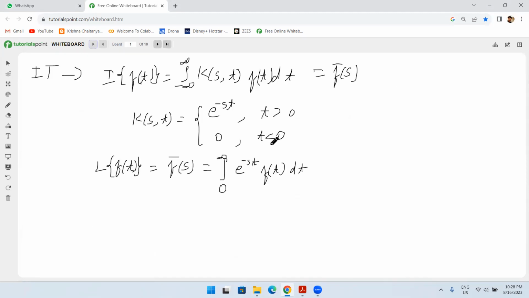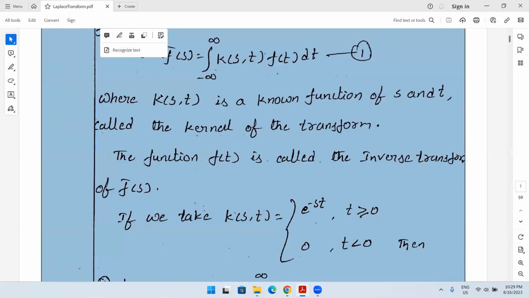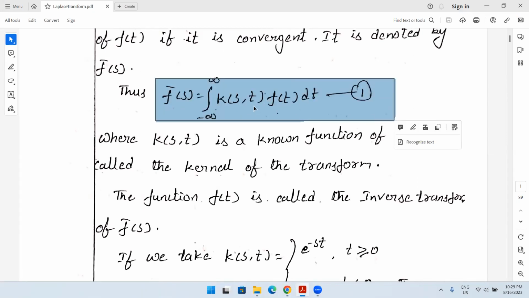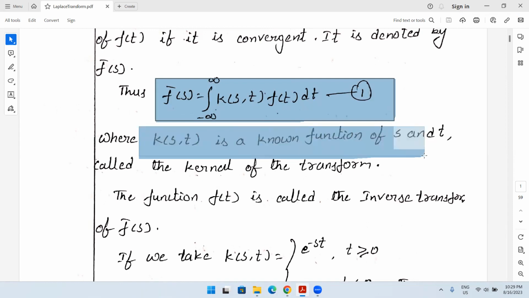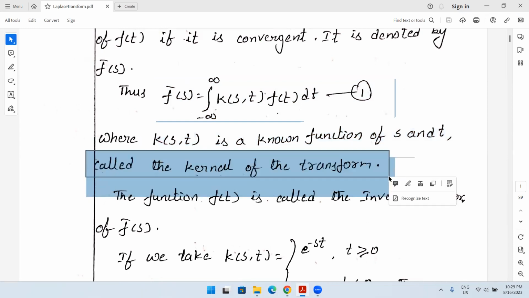The main use of the Laplace transform is to evaluate integrals as well as to solve ODEs, that is, ordinary differential equations. If you see the definition, this is the definition of integral transforms. Any integral transform is denoted by f bar of s, the integral from minus infinity to infinity of k of st, which is the kernel, f of t dt, where k of st is a known function of s and t called the kernel of the transform.